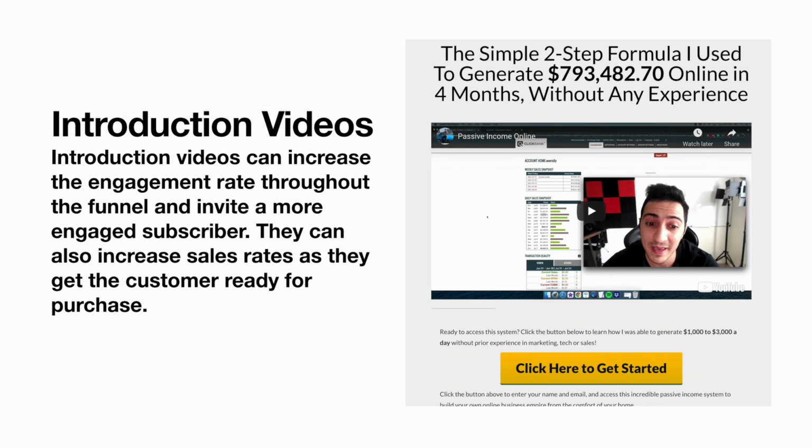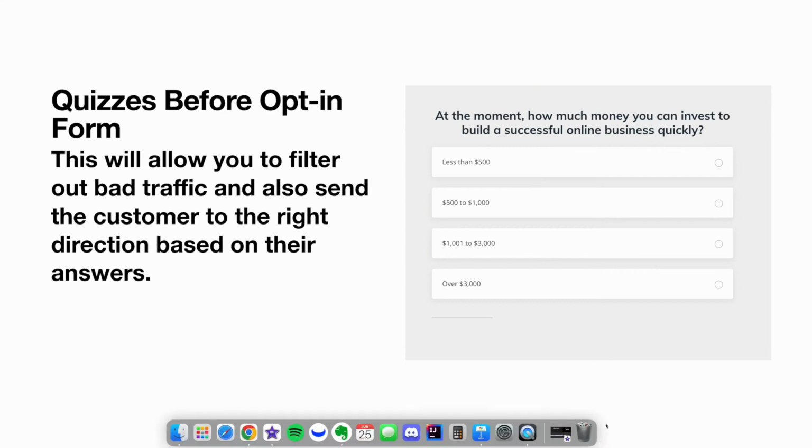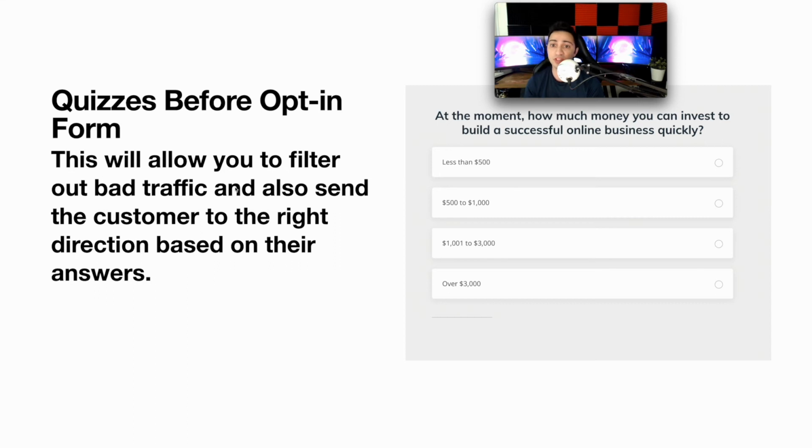So really, really interesting stuff. Next one is quizzes. Now this one is actually another one. What you can do, you can use quizzes before opt-in, before you ask for the name and email, to just send them to the right page. So again, your funnel is more customized, but at the same time, at the end when you provide a solution, it feels more customized to their needs. So it just works much better.